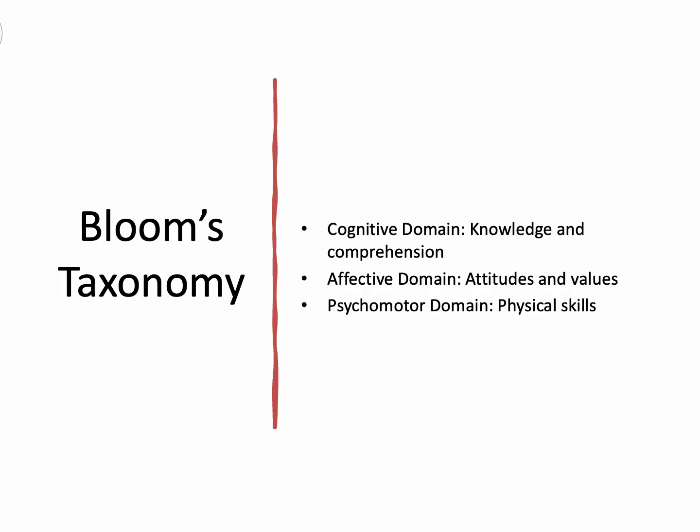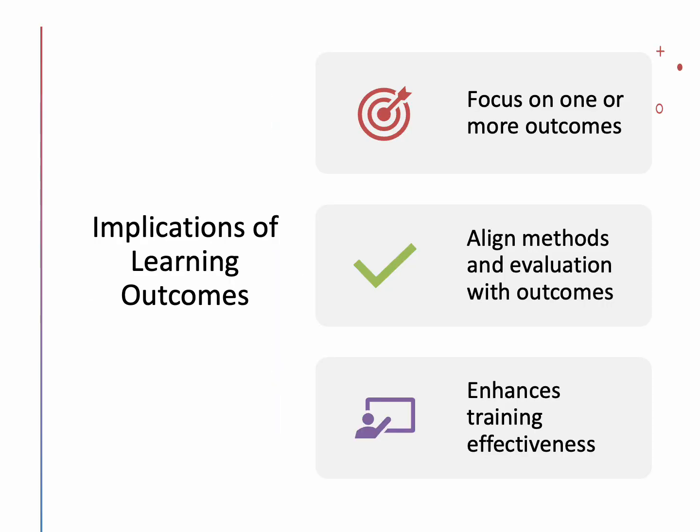For example, a training program for customer service might include cognitive learning, understanding products; affective learning, valuing customer satisfaction; and psychomotor learning, using software systems. This taxonomy guides trainers in designing balanced programs that address diverse learning needs. As we discuss this, consider how Bloom's domains apply to training in your industry. Aligning training with these domains ensures comprehensive skill development, enhancing employee performance and organizational outcomes across sectors like healthcare or retail. Learning outcomes have significant implications for training and development.